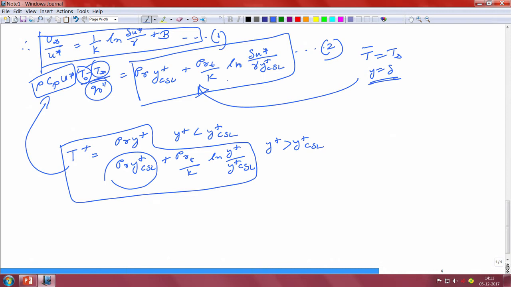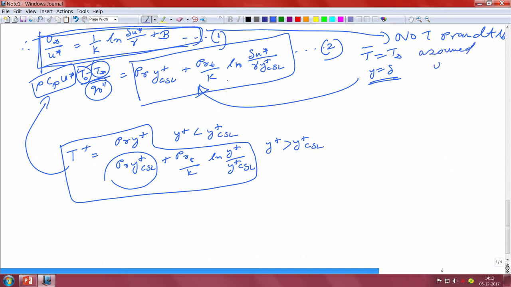Similarly, the same thing we have done for velocity. Remember, this is not Prandtl's assumed velocity profile, because that does not follow the law of the velocity profile, got it. So, these are the only two changes that we have made.